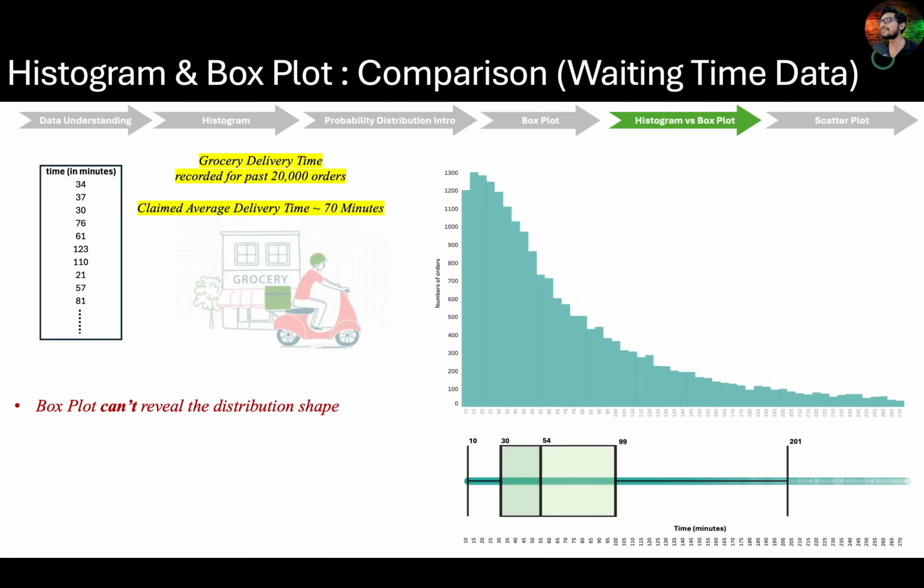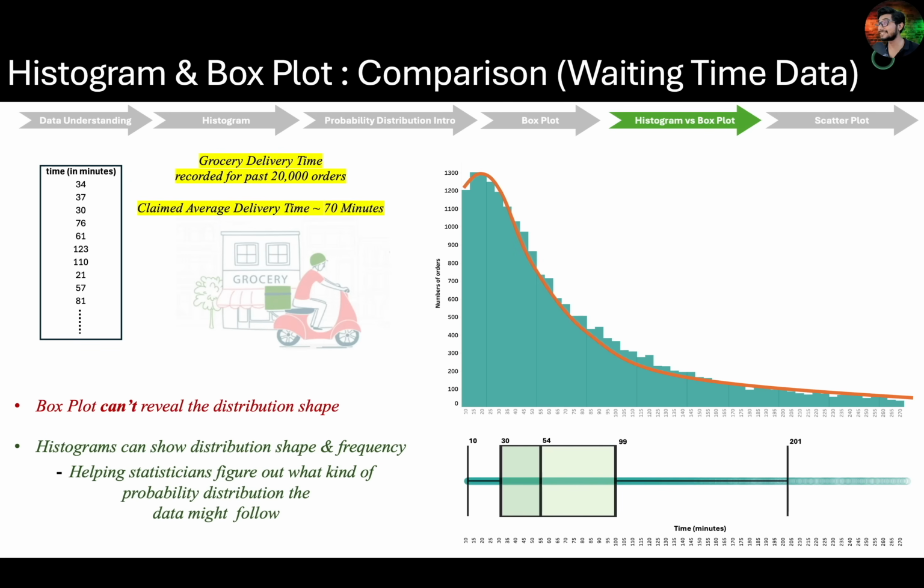So when we transform this data into a histogram plot, the hidden shape of the data distribution will reveal itself. Therefore, we can conclude that histograms are excellent for showing the distribution shape and bin frequencies, which help statisticians determine the kind of probability distribution the data might follow.